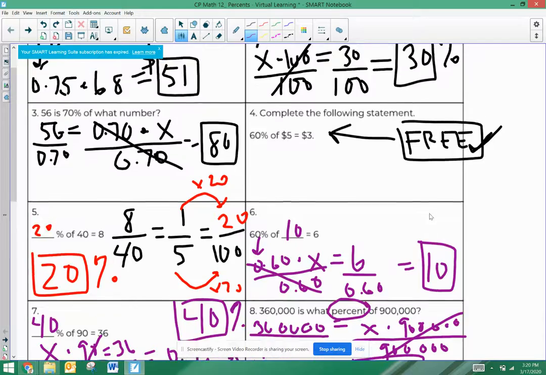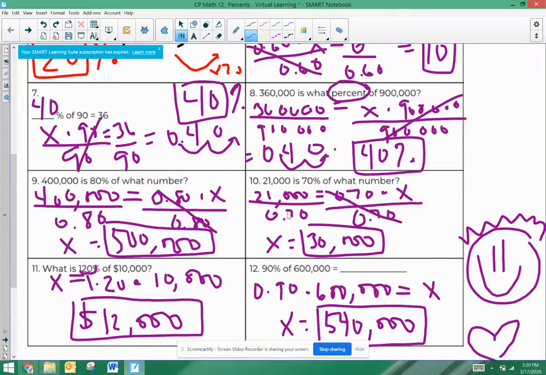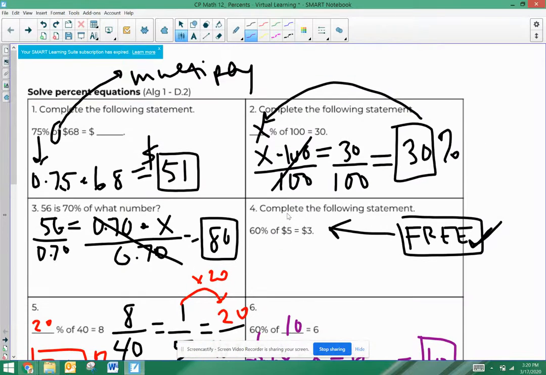So remember, you can just pause this, replay it, do your IXL. It is, again, in Algebra 1, D2, solve percent equations. You do it as many times as you like. It's still 80% for full credit, 90% for an extra point, 100% for 2 extra points.